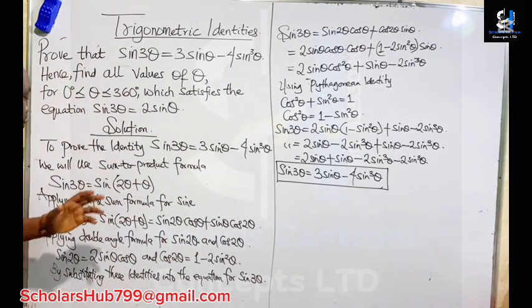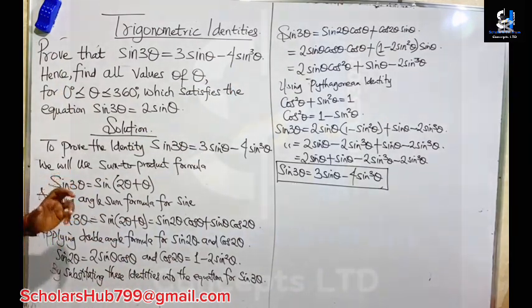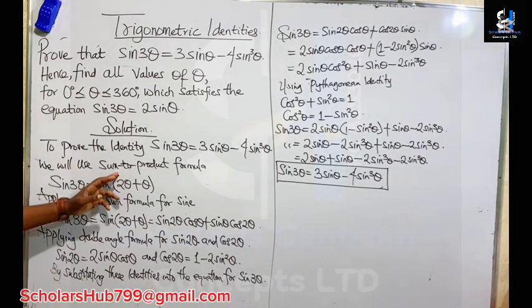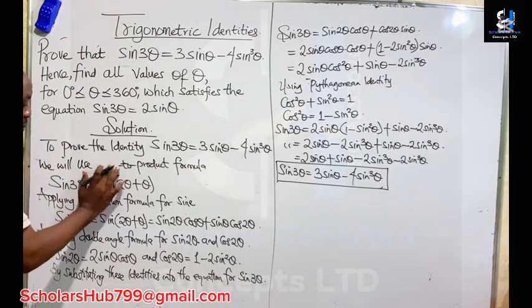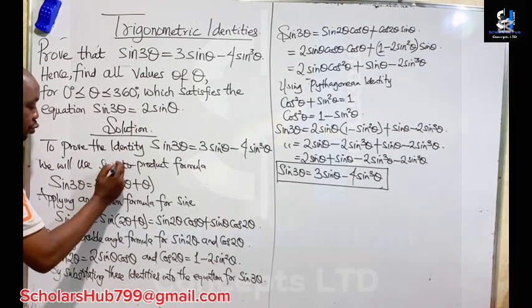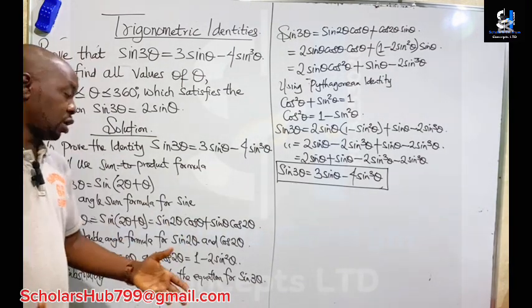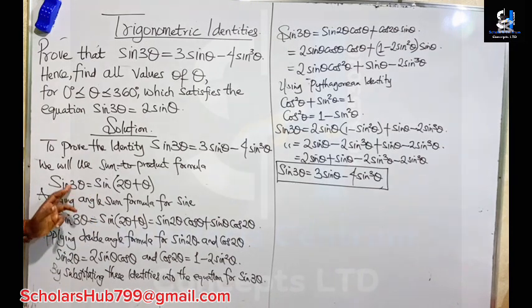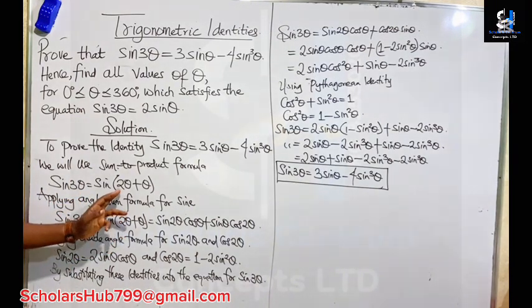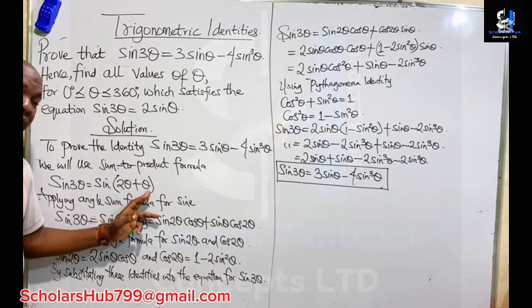Remember, to prove this identity, the first thing we need to do is to what? To use what we call the sum to product formula. And that means we'll need to first express sine 3 theta as the sine of the sum of two angles. And we know that another way to write 3 theta is when we write it as 2 theta plus theta.